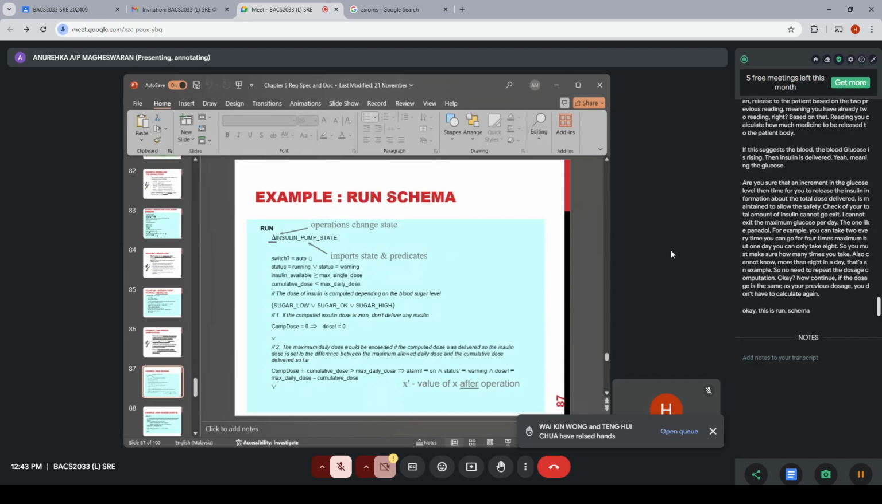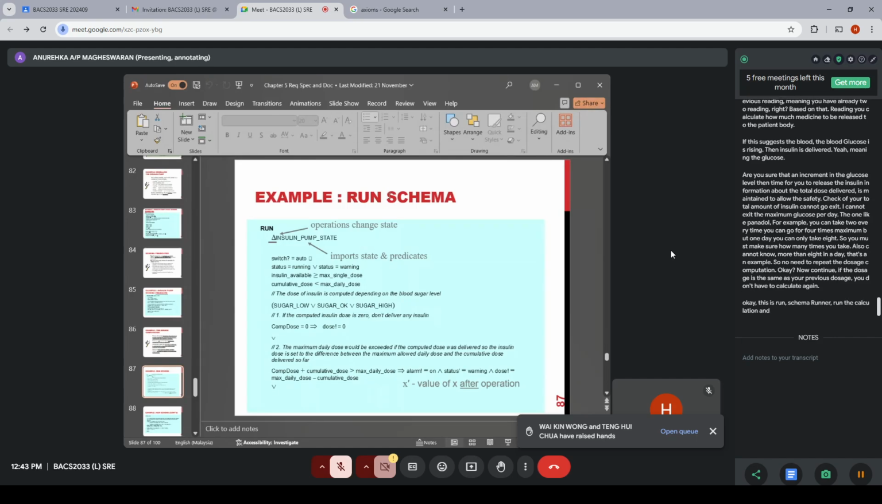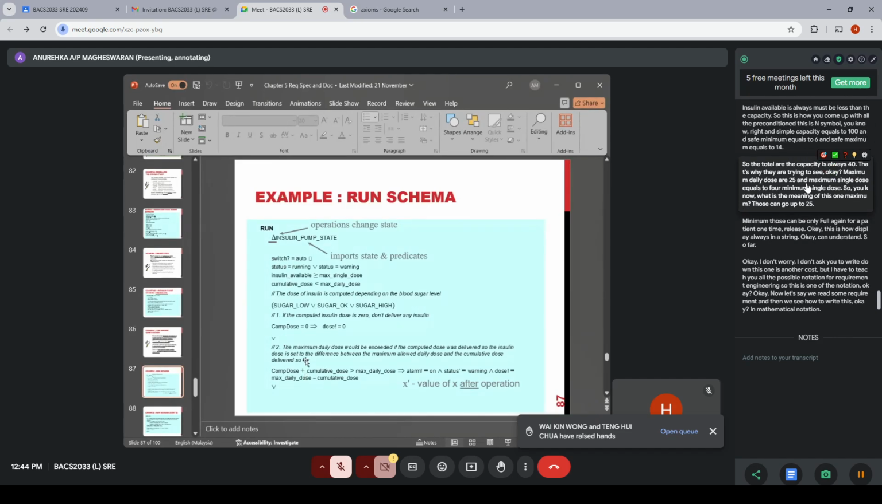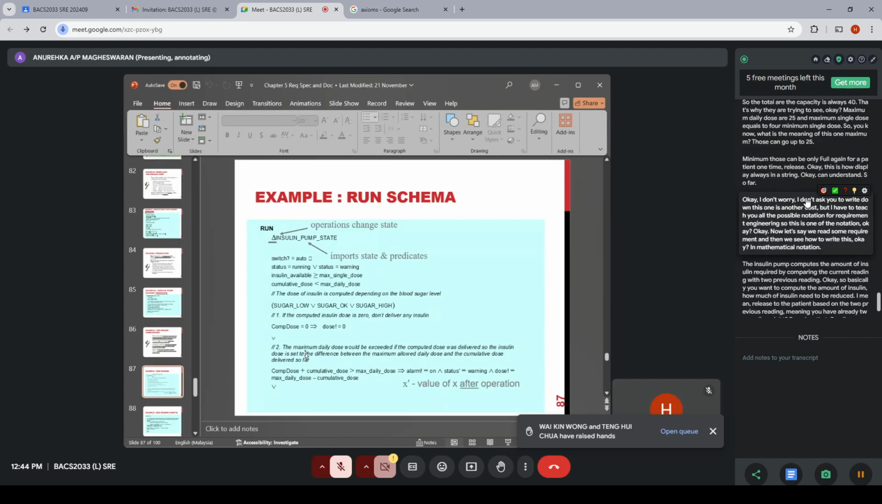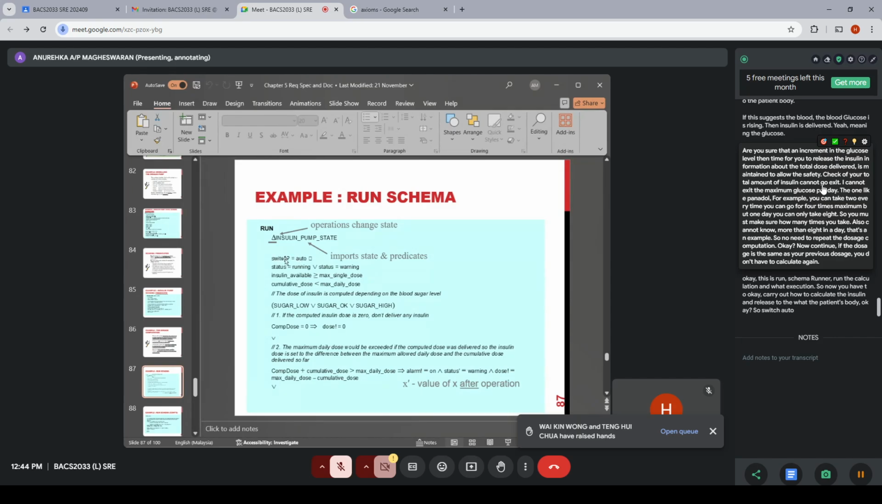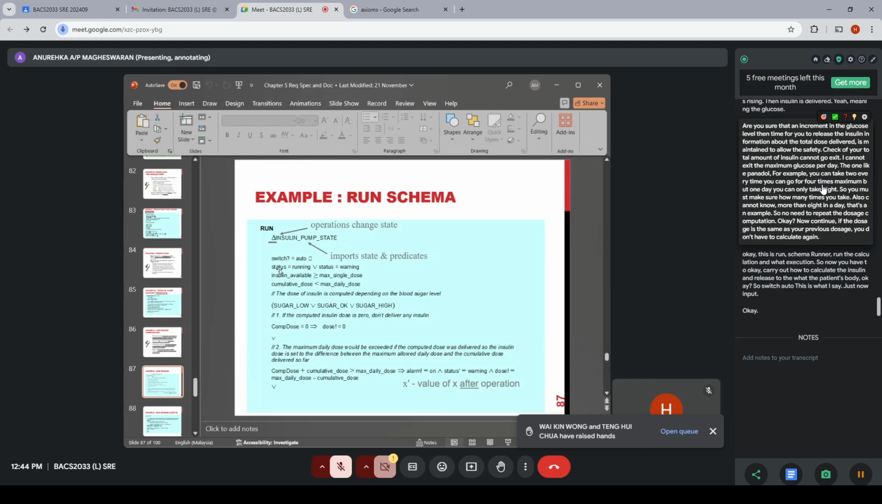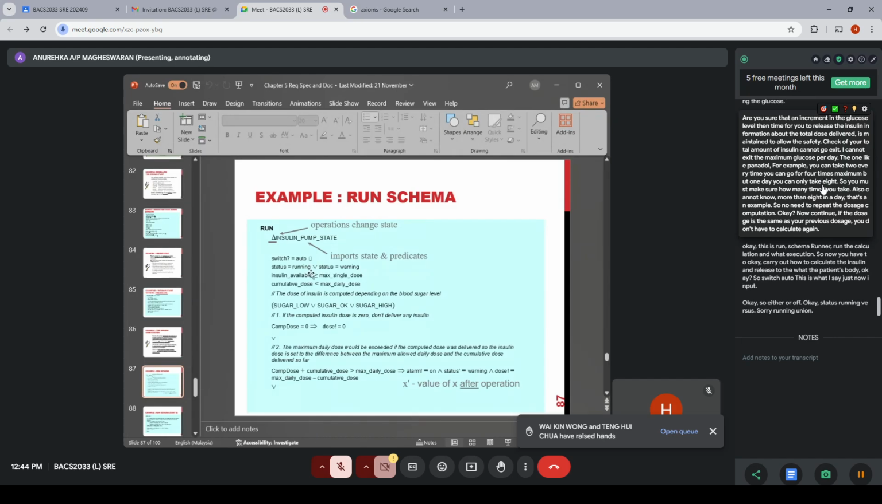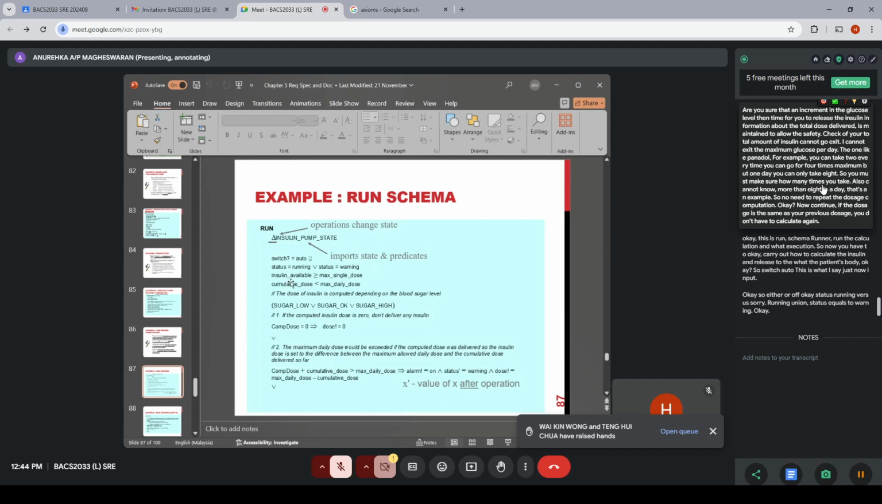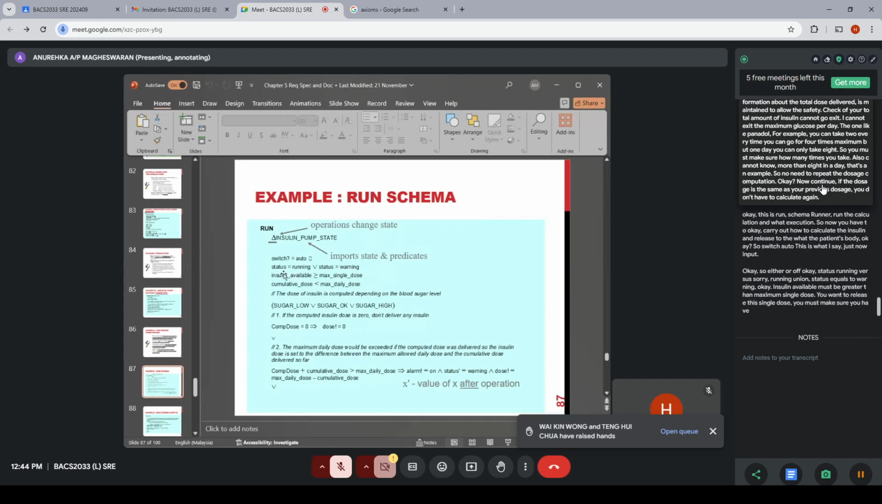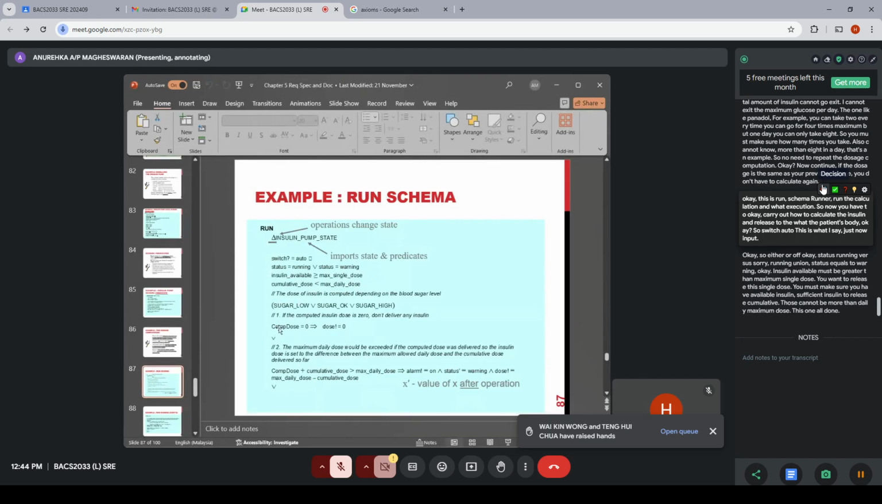Okay, this is the run schema. Run the calculation and execution. So now you have to carry out how to calculate the insulin and release it to the patient's body. Okay, so switch auto, this is what I said just now. Input, either on or off. Status running versus warning. Insulin available must be greater than maximum single dose. You want to release this single dose, you must make sure you have sufficient insulin available to release. Cumulative dose cannot be more than daily maximum dose. This one is all done, and now you can perform your operation.